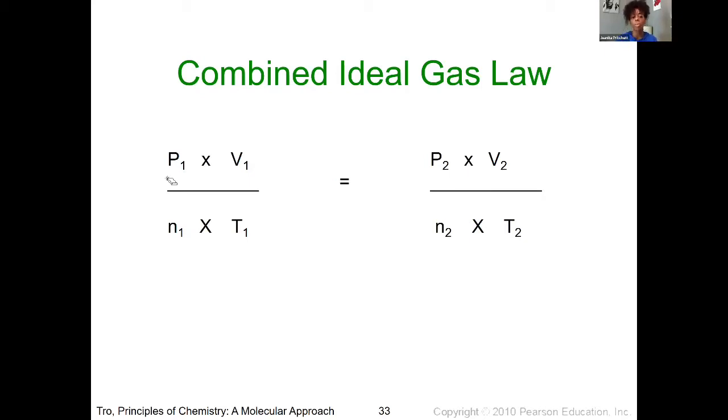That means volume and moles are held constant, so that drops away. And you're left with P1 over T1 equals P2 over T2. So really, if you know this expanded ideal gas law, you actually know all of the other simple gas laws, and you can derive them.